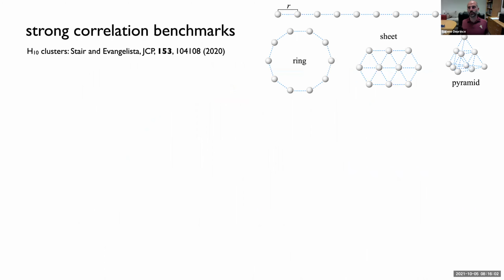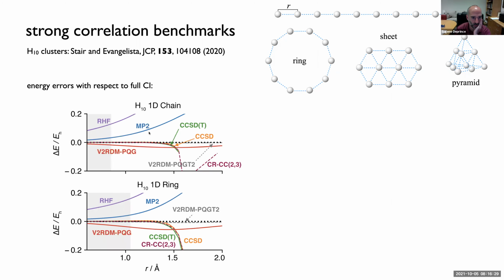Okay, so very recently, we started thinking about just how accurate 3-pos can be in some very challenging systems. There's a great paper from Francesco Evangelista's group from last year, where they explored a bunch of different hydrogen cluster geometries as a strong correlation benchmark. And a lot of times people will just think about this linear chain of hydrogen atoms, but it turns out you can enter very different correlation regimes if you consider these 2- and 3-dimensional structures. So in this paper, they explored a whole bunch of methods, and here's the chain and the ring. Not surprisingly, Hartree-Fock fails, second-order perturbation theory fails, coupled cluster fails, everything fails, except for RDM methods.